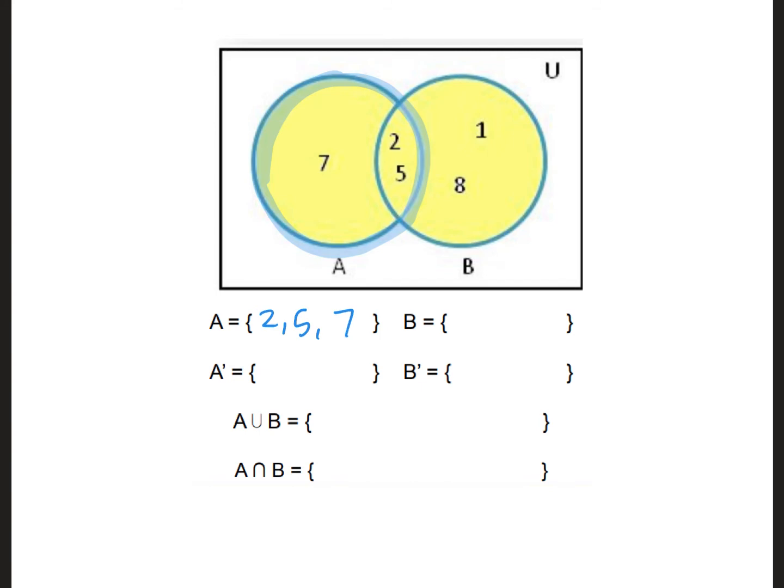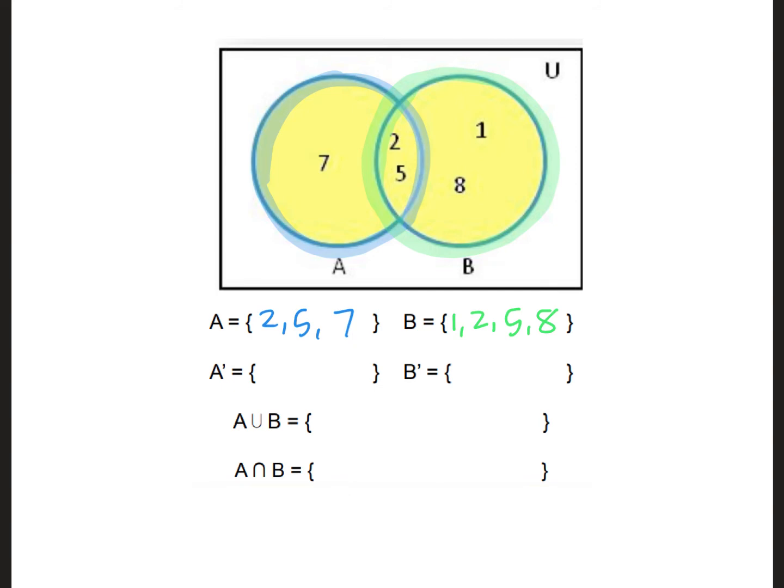Ooh, and I can't erase. Great, love that for me. All right, the next one, B. Let's highlight it green. It's going to be everything inside this green circle here. So it's going to be 1, 2, 5, and 8.